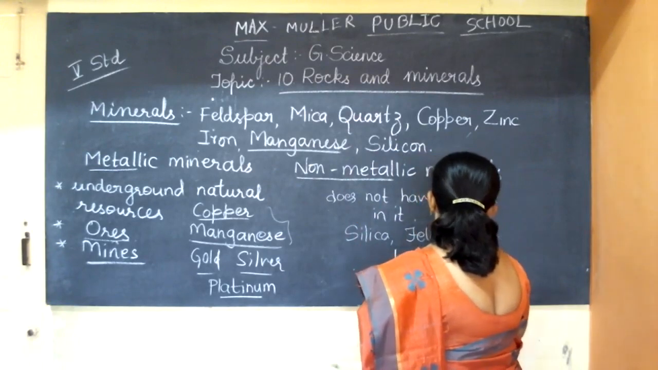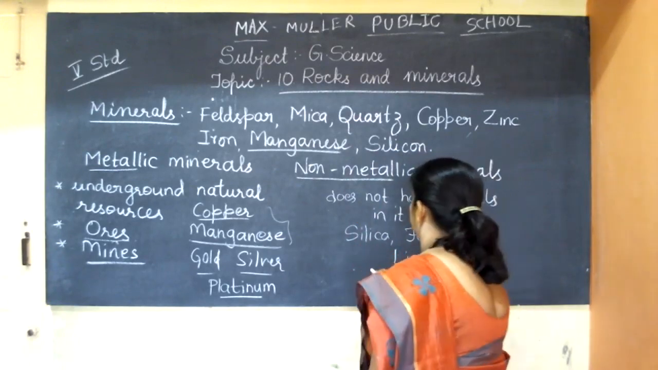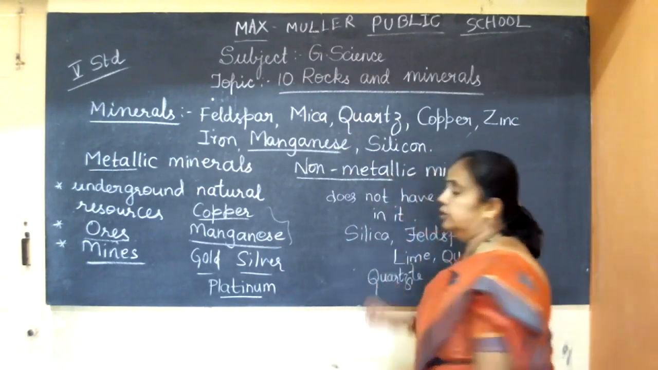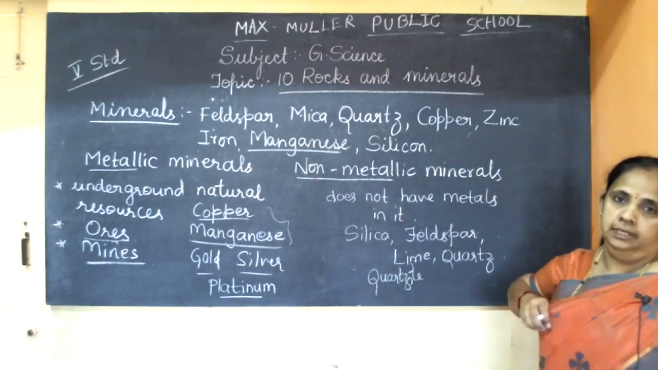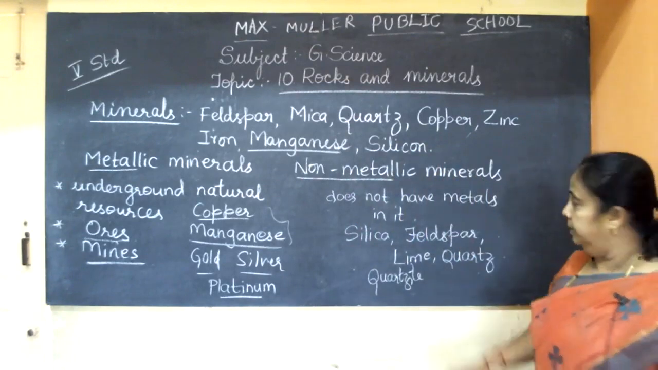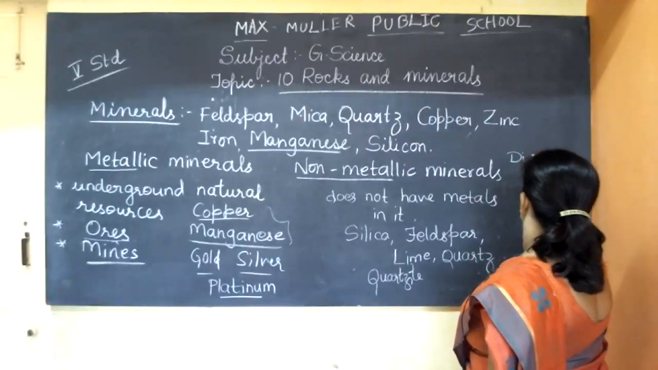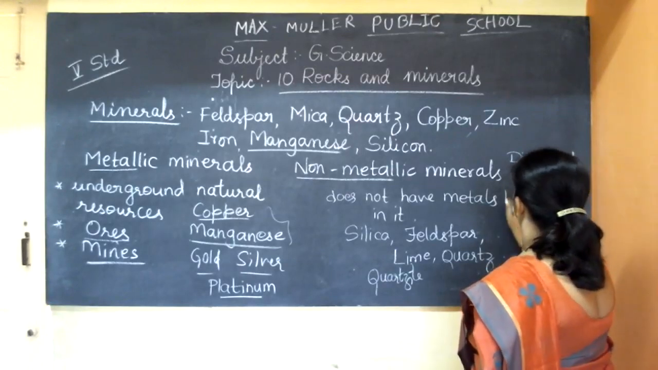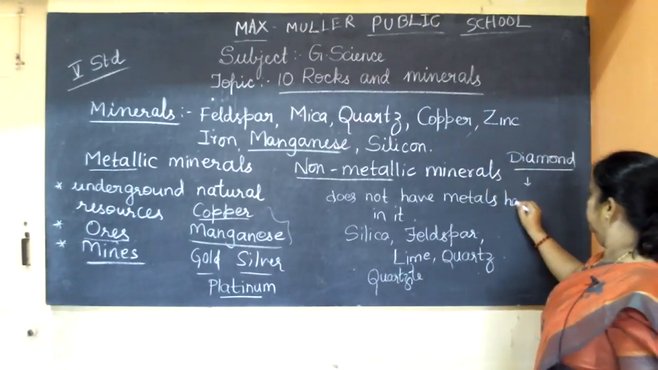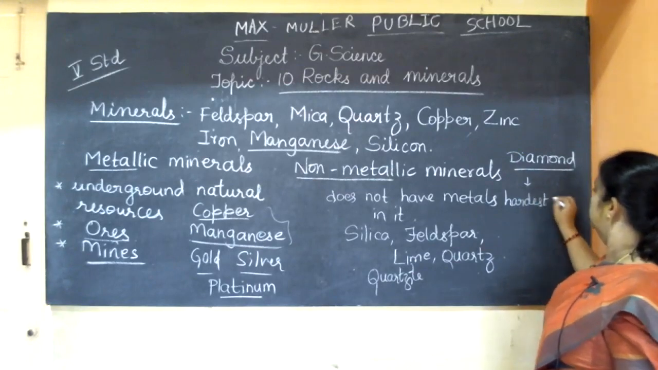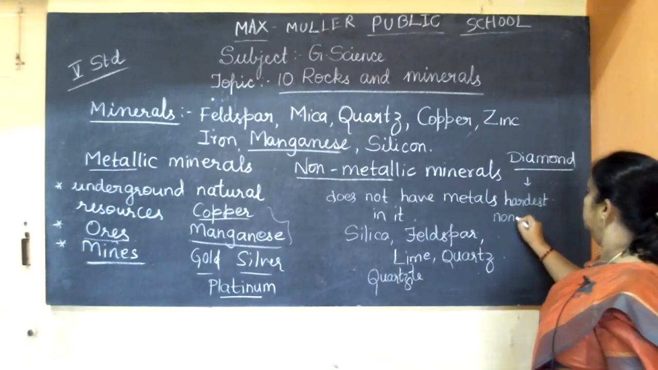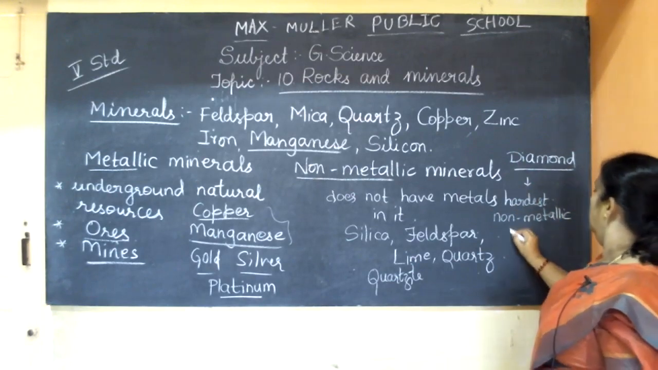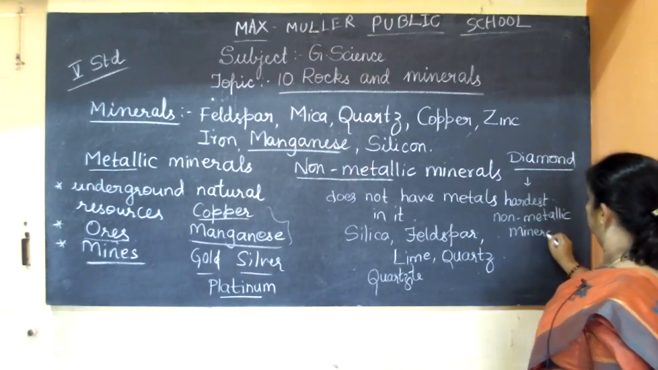non-metallic minerals. Quartz, quartzite. So these are a few examples of non-metallic minerals. So in these non-metallic minerals, diamond is precious. Okay, diamond is also a non-metallic mineral. It is the hardest non-metallic mineral. Okay, which is the hardest non-metallic mineral? Diamond. So diamond is the hardest non-metallic mineral.